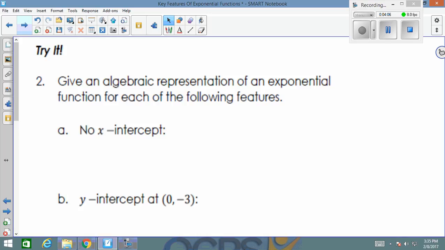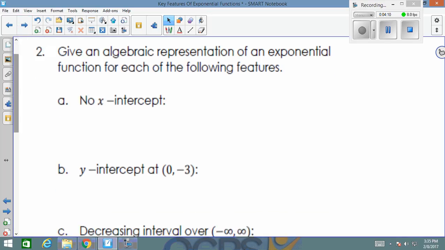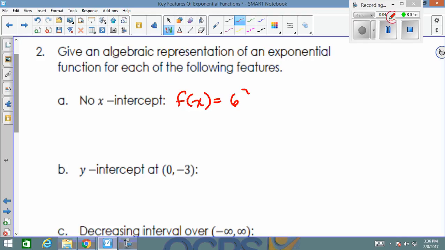Alright, on the next example, we're just going to come up with some equations that fit our stipulations. So the first one is no x-intercept, and remember, if it doesn't have a k value, it won't have an x-intercept. So you can make up any function. Let's just say 6 to the x. There is no k value back here, so that will not have an x-intercept. Never cross the x-axis.